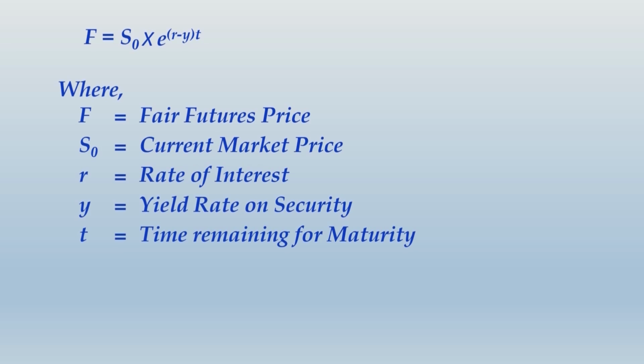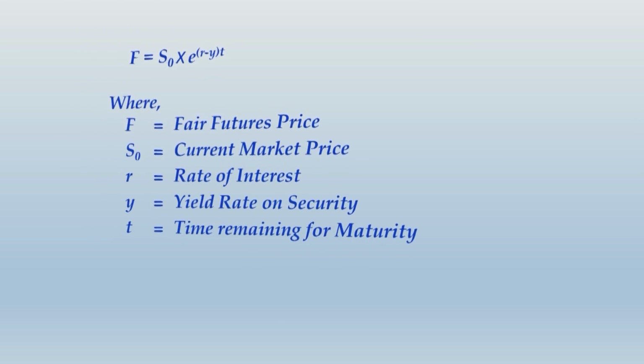Once you have written the equation and defined all the variables, it is time for us to substitute all the given values in these equations. So in the equation, what you simply do is S0 is 500, e raised to R is 8%, R minus Y is 4%, and the time remaining for maturity is 3 months, but we have to write it in terms of number of years, so written as 3 by 12.